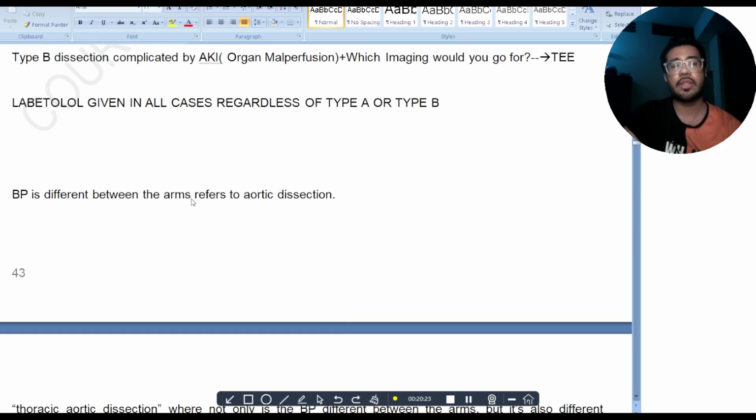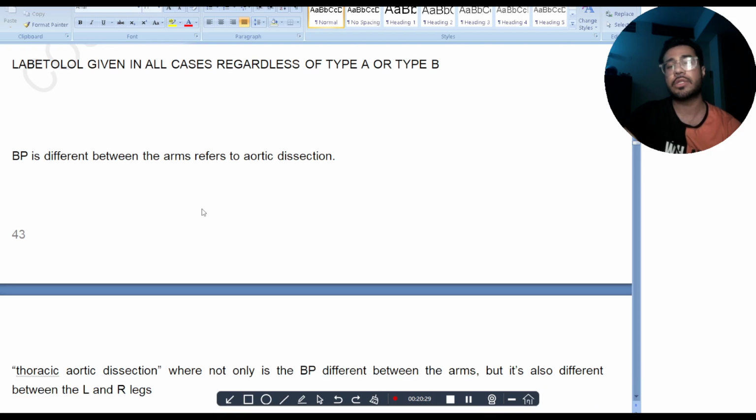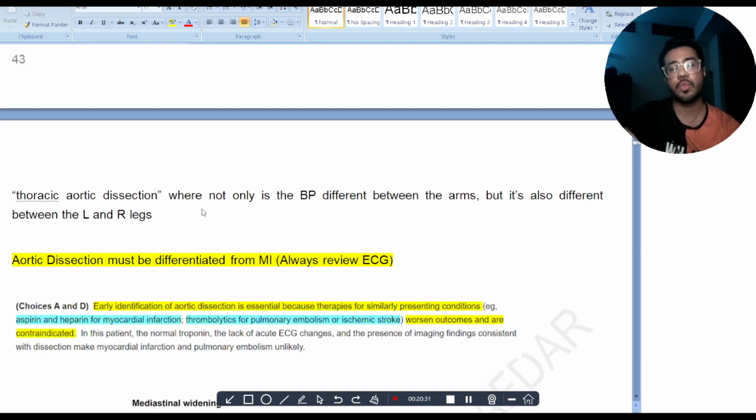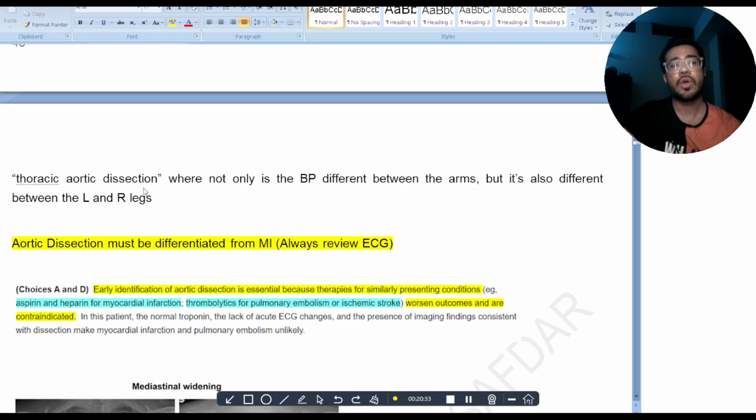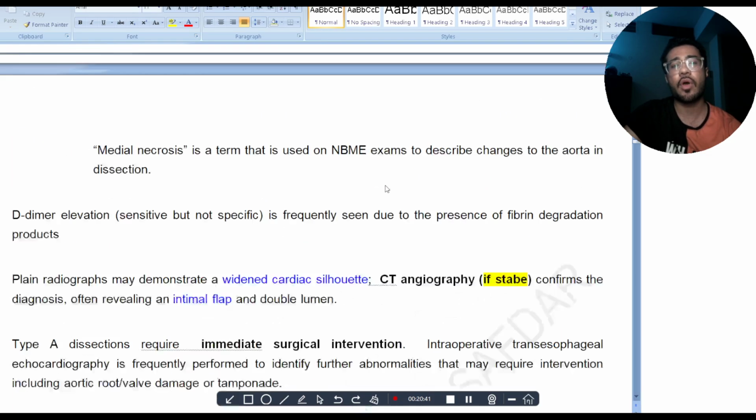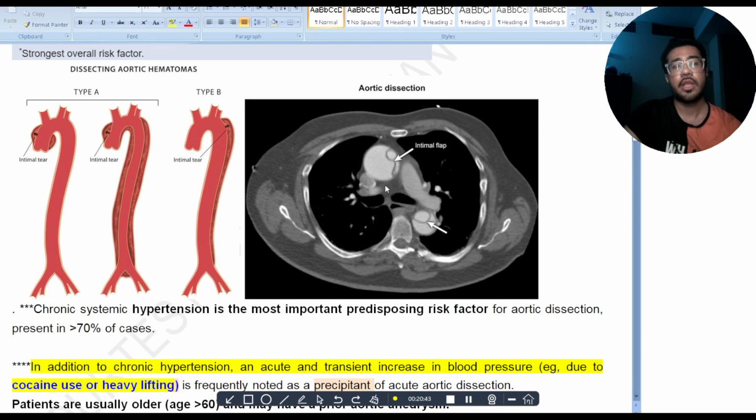A BP difference between the arms refers to aortic dissection. I told you guys that it causes pinching of the left subclavian artery. That's why you get a difference in the BP. In thoracic aortic dissection, the BP is not only different between the arms, but also different between the right and left legs. Why? The same phenomenon happens here. Let me just go back to the diagram. As I told you, it's the pinching of the left subclavian here, caused by the dissection flap.